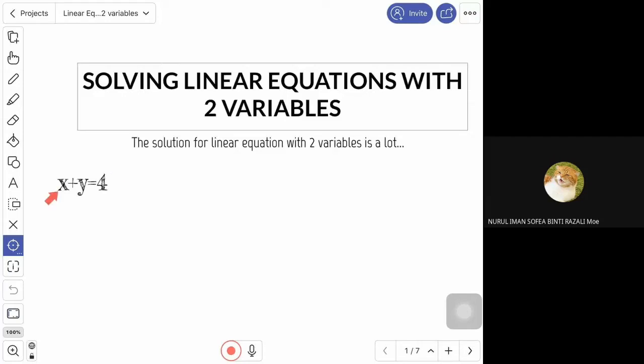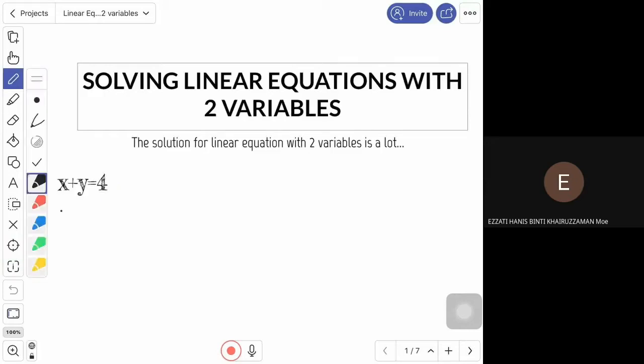equation with more than one variable, usually the solution for linear equation with two variables is a lot. Means that you can have more than one solution. Okay, so can you suggest for me what would be the value for x and value for y in order for the x plus y to be 4? Anybody? 2 plus 2. 3 plus 1. Okay, wait, let me write down.